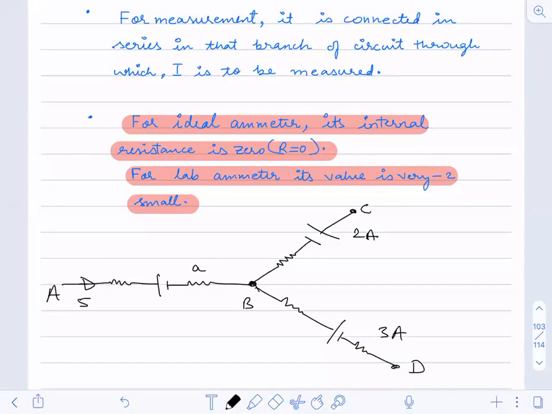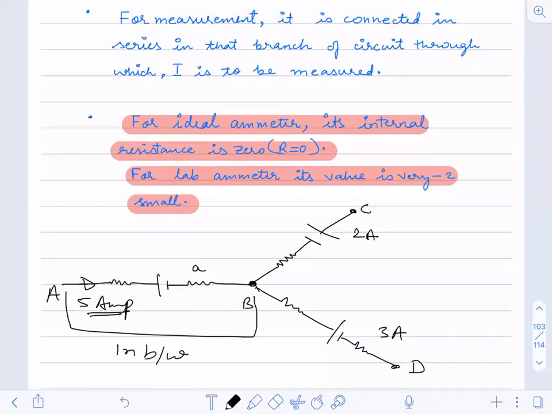To measure the current for A, where will you connect the emitter? Yes, 5 ampere current is flowing. Anyone? Where are you going to connect the emitter? At B. At B, okay. Anywhere in between A and B.